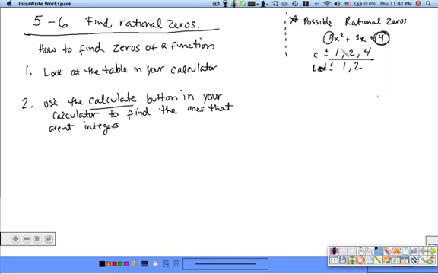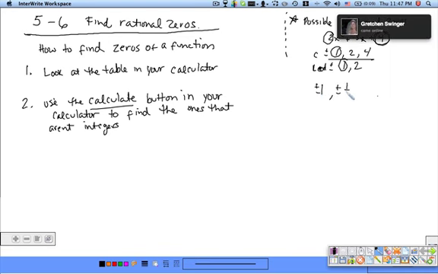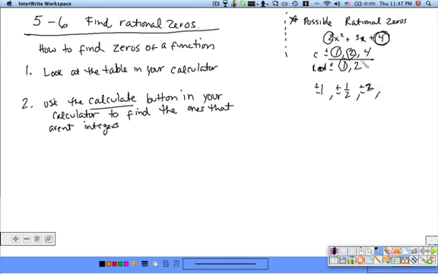Okay, the final answer will be all the possibilities. 1 over 1, which is plus or minus 1. 1 over 2, plus or minus 1 half. So on, so on. 2 over 1, which is 2. Next, 2 over 2, which is 1, which is already covered. And next, 4 over 1, which is plus or minus 4, comma, 4 over 2, which is 2, which is already covered. So this list right here is the list of your possible rational zeros.